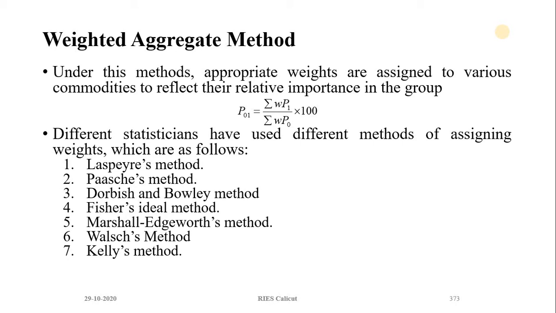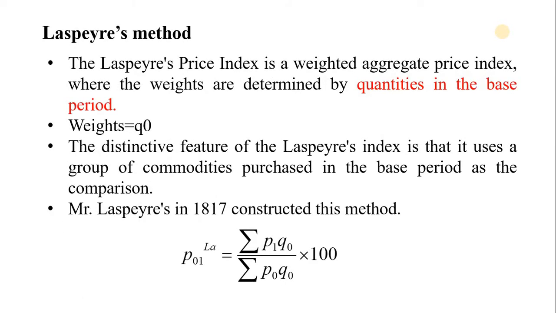And why are we having different weighted index numbers? Because all these different statisticians have used different methods to assign weights. Okay, yes. So we will discuss each method one by one. First method is Laspeyres method. Laspeyres was a statistician and he constructed this index number in 1817.